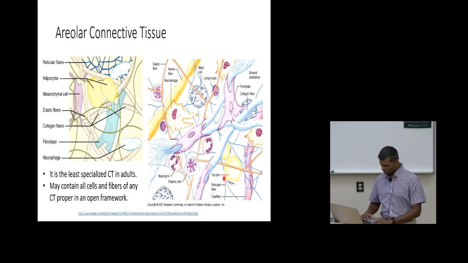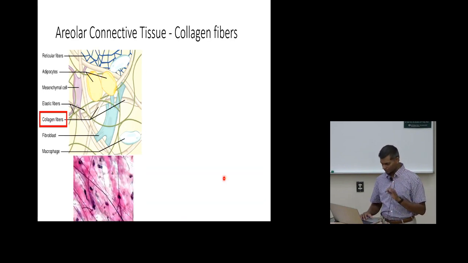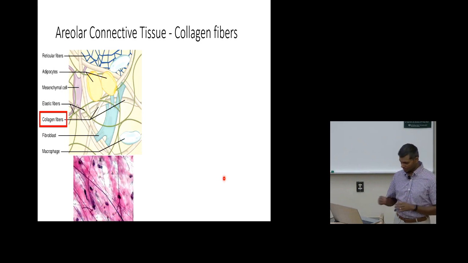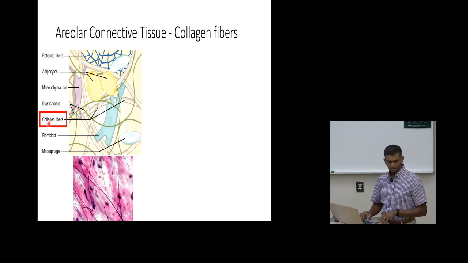So let's start with the different types of fibers which are found in the areolar connective tissue. So I told you that the matrix is made up of two parts, ground substance and fibers, and we'll start with the fibers. So the first type of fiber I want to draw your attention to is the collagen fibers.